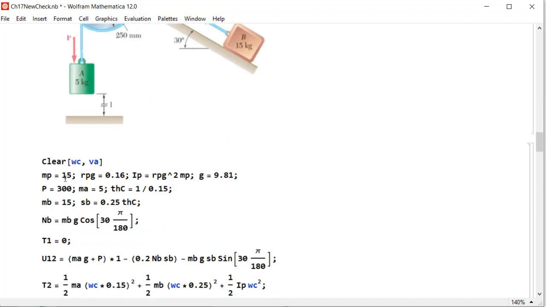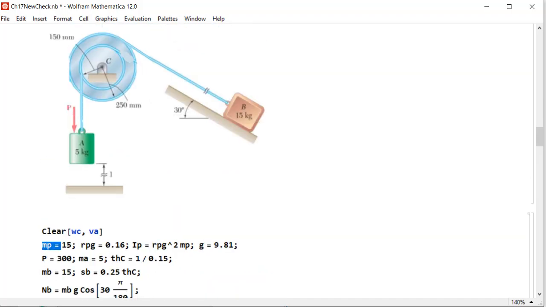So plugging in numbers, I have the mass of the pulley and the radius of gyration of the pulley. The radius of gyration is what you use to calculate the moment of inertia, so r squared m, we're using that radius of gyration times the mass of the pulley. I'll make sure g is 9.81 because I have some mgh going on in here.